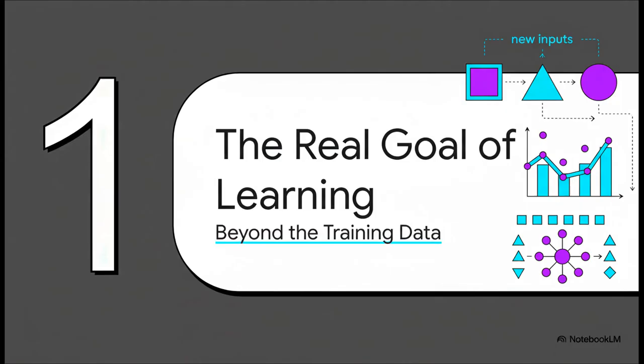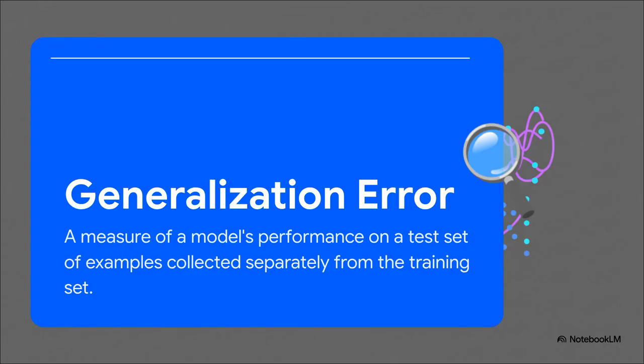Okay, so what is the real goal here? It's not just about acing the practice test, right? A truly successful model has to perform well on brand new, unseen inputs. And that whole concept is called generalization. The key metric we use to measure this is called generalization error, or sometimes you'll hear it called test error. Basically, it tells us how well our model is going to perform out in the wild, on data it was never trained on. And let me tell you, this is the number that truly matters.